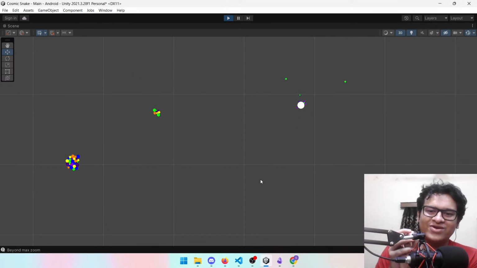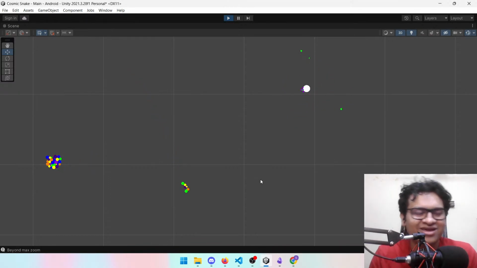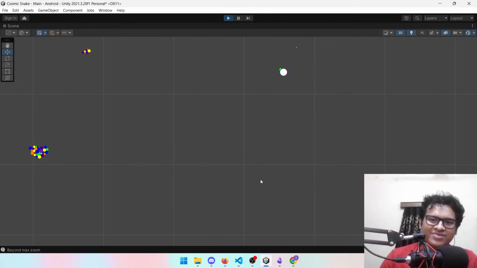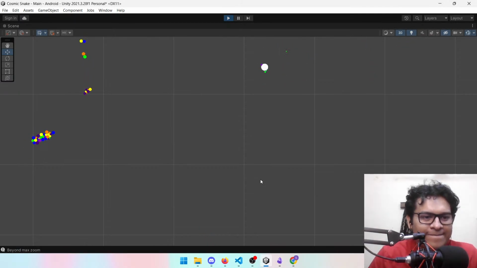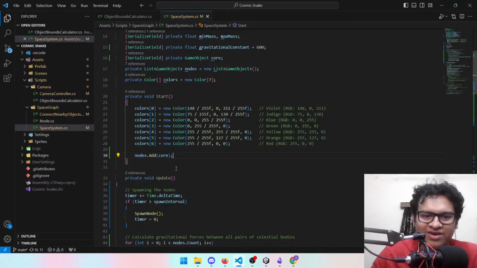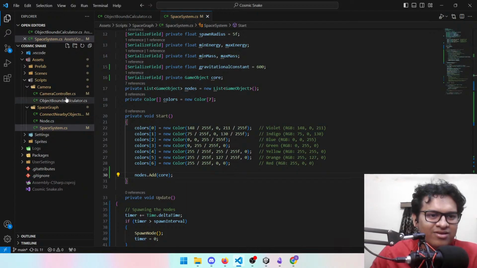But the thing is rotating so quickly that it's going away, and we did not apply any force. How did it go beyond max? No, okay, never mind.